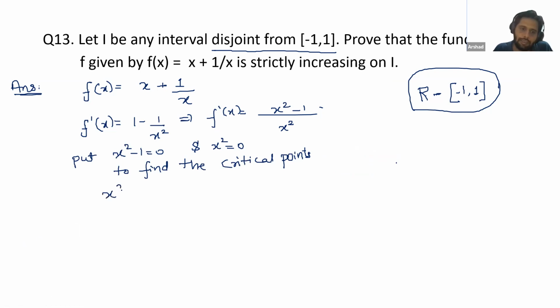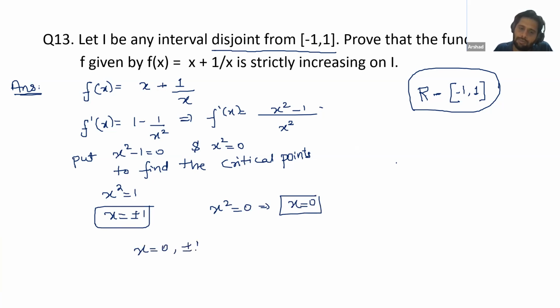Now, x square is equal to 1, so x is equal to plus minus 1. One critical point is x square is equal to 0, which will give us x is equal to 0. So x is equal to 0 and plus minus 1 are the critical points. Please don't ignore the denominator.